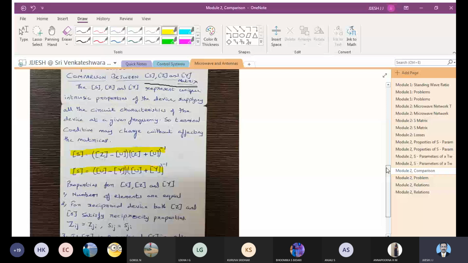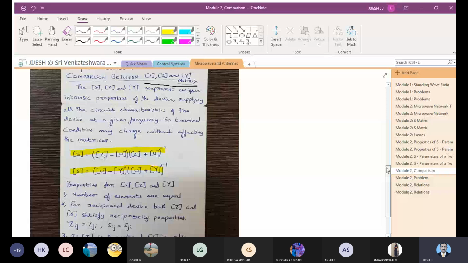So if the matrix is symmetrical, then it is definite that matrix S is also symmetrical. So these are some of the points. But the number of elements are equal. You have the reciprocity property. You have all studied these things in the previous class. So we are just summarizing these things in the title of comparison.